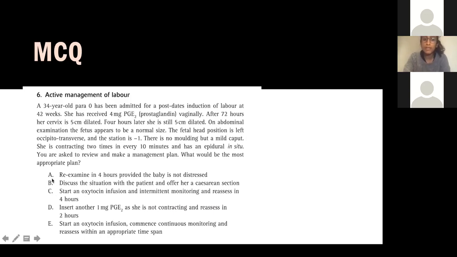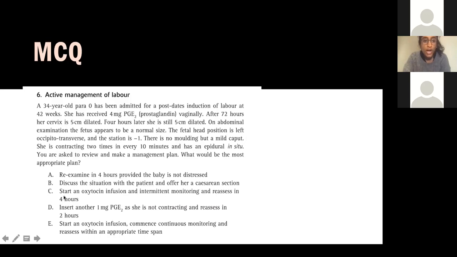So why is it not B? Why wouldn't you go straight for cesarean section? There's no indication to deliver the fetus imminently. It doesn't say that the CTG shows late decelerations or bradycardia, any of those things where you have to intervene immediately. Also, you want to give everyone the maximum chance of a vaginal delivery because it has fewer risks than a cesarean section. So you definitely want to give her the option of a vaginal delivery.